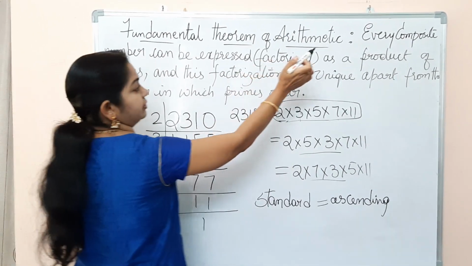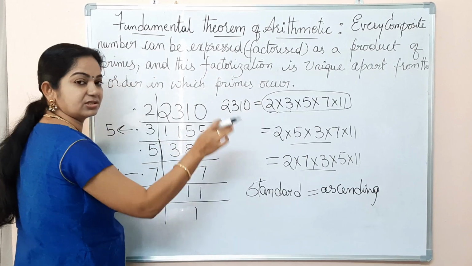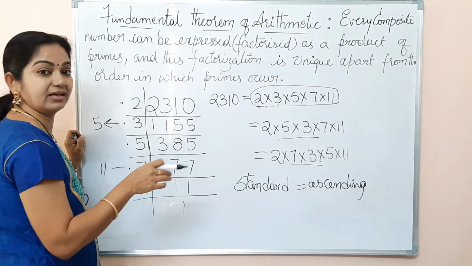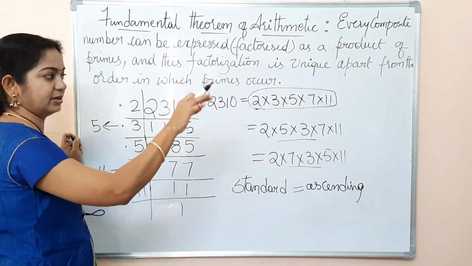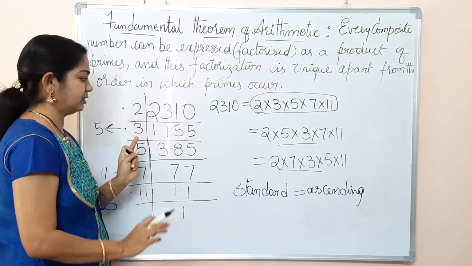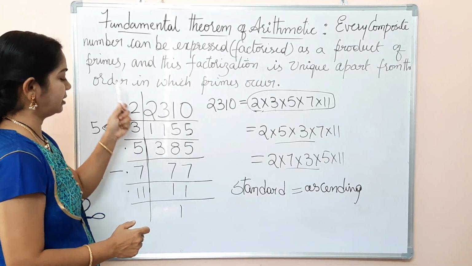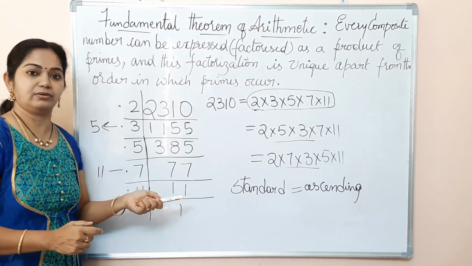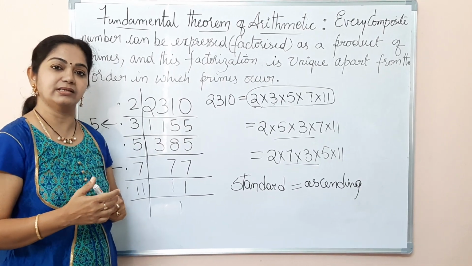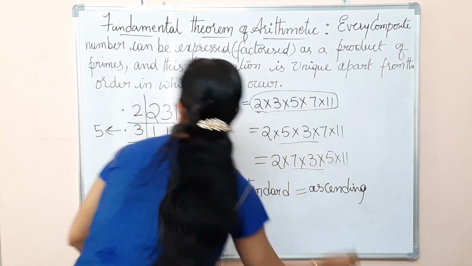That is, every composite number can be expressed as a product of primes. This prime factorization is unique, apart from the order in which it is placed, and we also have to see that the primes are in ascending order. So this one problem I have taken from the Do This of your textbook. Please pause the video, note this down, and if you want, take a screenshot. And one more thing, we will be finding the LCM and HCF using this factorization. Okay, let's see.